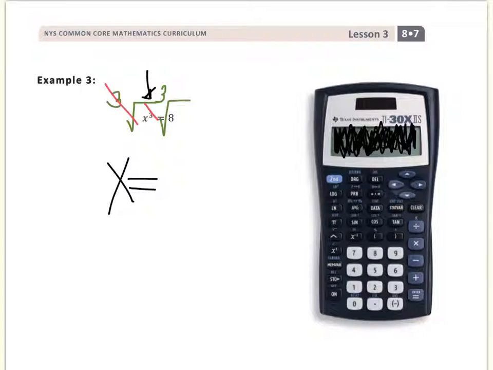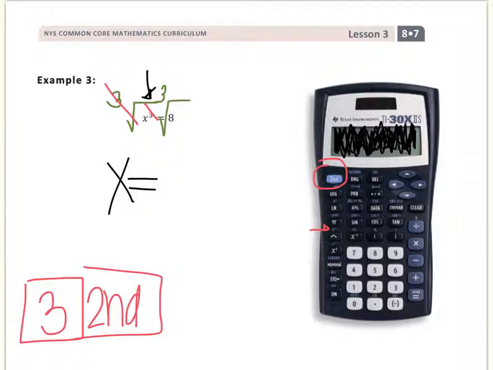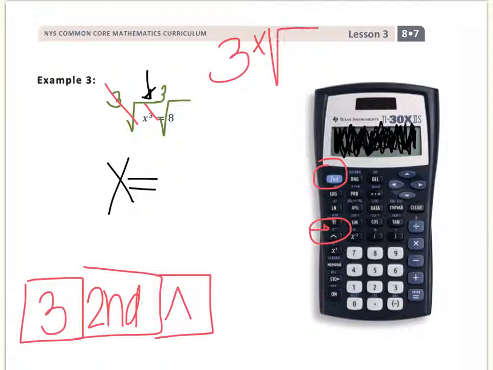When you want to put in the cube root, notice right here, there's a square root symbol with an x in front. So you have to put the number that you want to do the root to. This time we want to do the root to 3. So you're going to plug in 3 first. Then you're going to hit second. Then you're going to hit caret. Now, right now, your calculator should read a big 3 with an x and a square root symbol with a parenthesis. If it doesn't look like this, go back and follow your steps again.